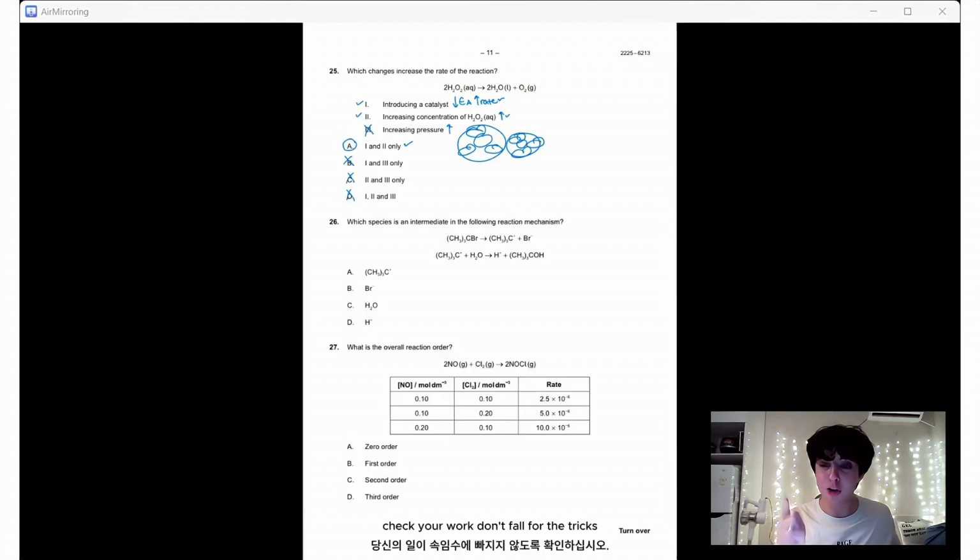Once again, check your work. Don't fall for the tricks. I always tell you all, don't fall for the tricks, but once again, I took this exam myself under time conditions. It's possible to recognize the tricks during the exam.